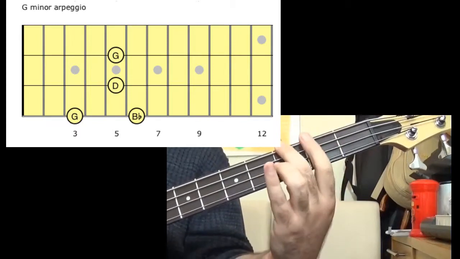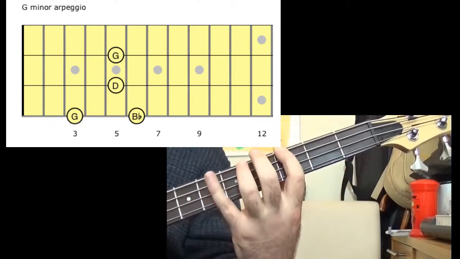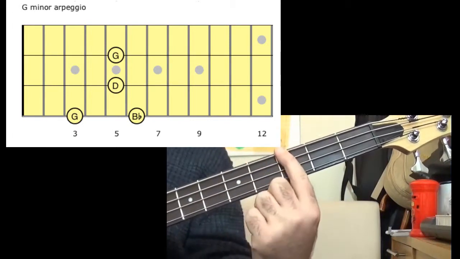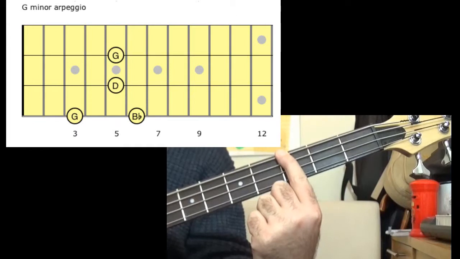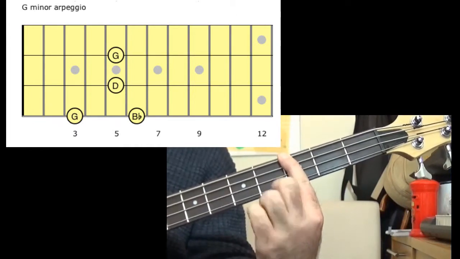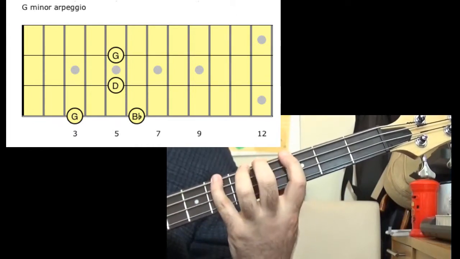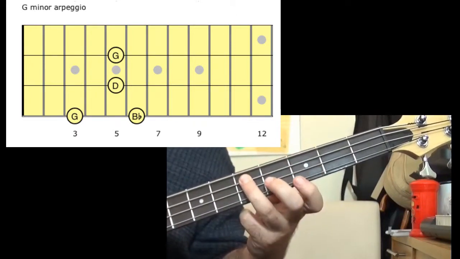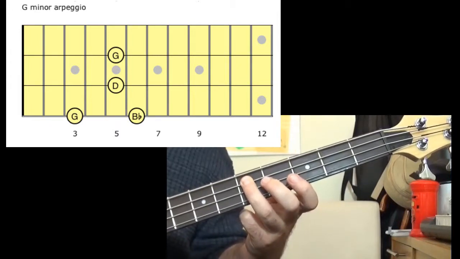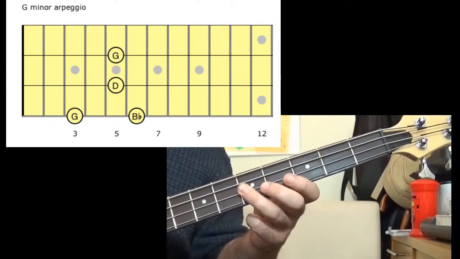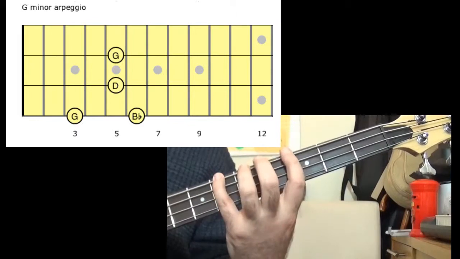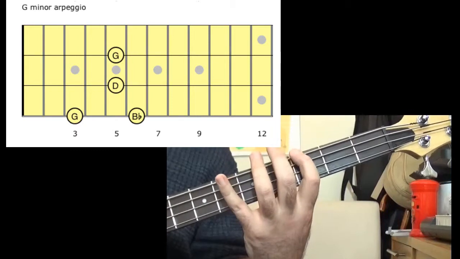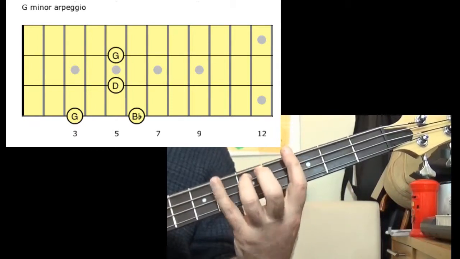So what we're going to do is we're going to put the flattened 3rd on the E string to make it a bit more accessible. So I'm going to have the 1st, that's my G, on the 3rd fret E string. The flattened 3rd, I've now put the B flat on the 6th fret E string. My 5th is in the same place. That's the D on the 5th fret A string, and then my octave underneath. I have the root, flat 3rd, 5th, octave, and that's how I play my minor arpeggio.